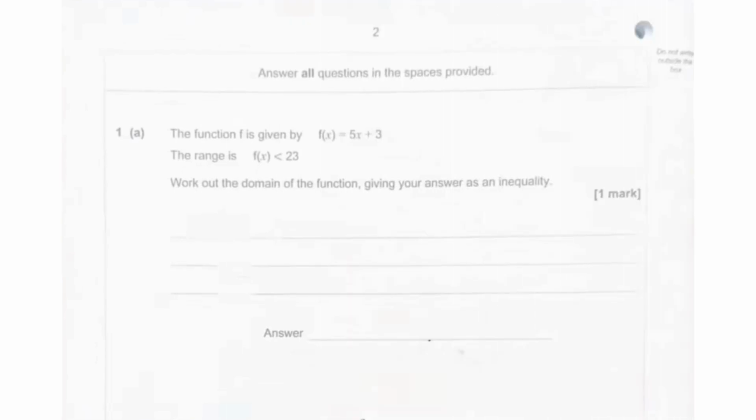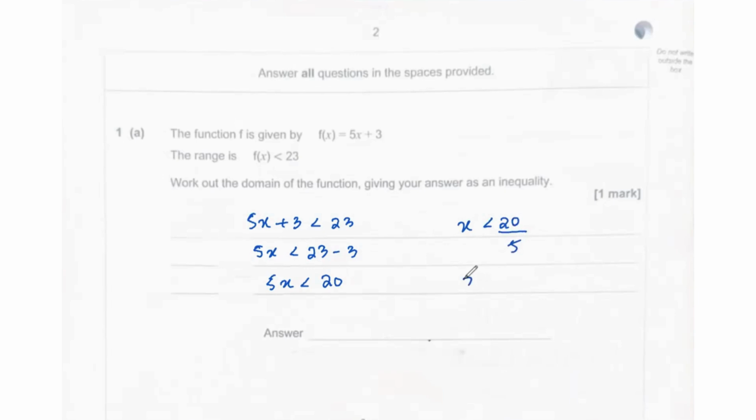First question says the function f is given by f of x equals 5x plus 3. The range is f of x is less than 23. We have to work out the domain of the function, giving an answer as an inequality. 5x plus 3 is less than 23. Just replace the function with its equation. Then we solve this inequality. 5x is less than 23 minus 3. 5x is less than 20. x is less than 20 divided by 5, and that's 4. So x is less than 4 is the answer. This question was quite straightforward, a simple inequality and function question.